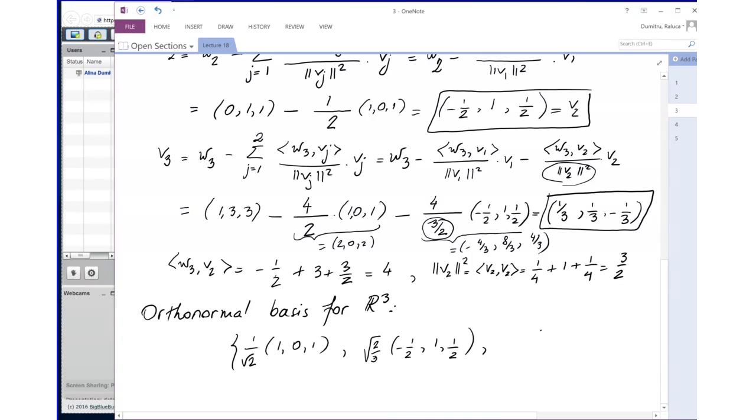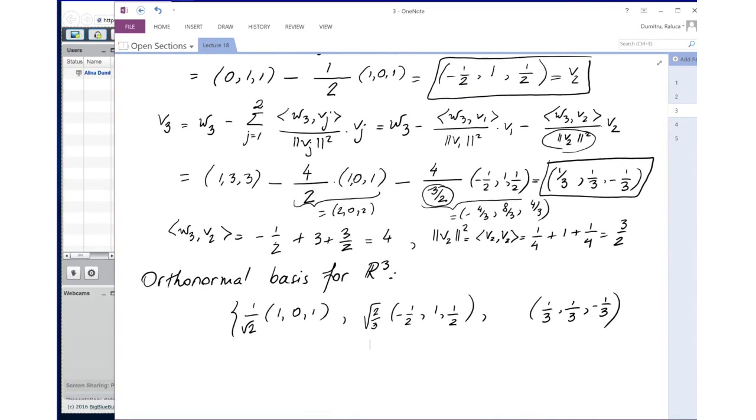And finally, V3. The norm of V2 is square root of 3/2. So when I divide by the norm of V2, I multiply by the square root of 2/3. Right, what norm does this last one have? So 1/9 plus 1/9 plus 1/9 is 3/9, so 1/3 square root. So 1 over the square root of 3 is the norm, right? So I'm going to multiply by the square root of 3.